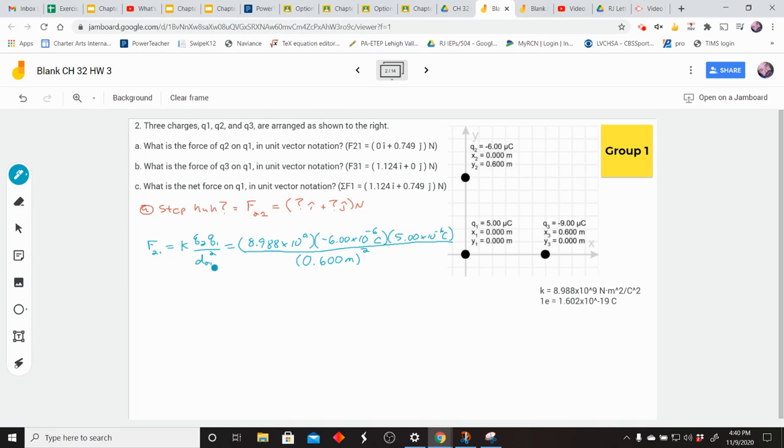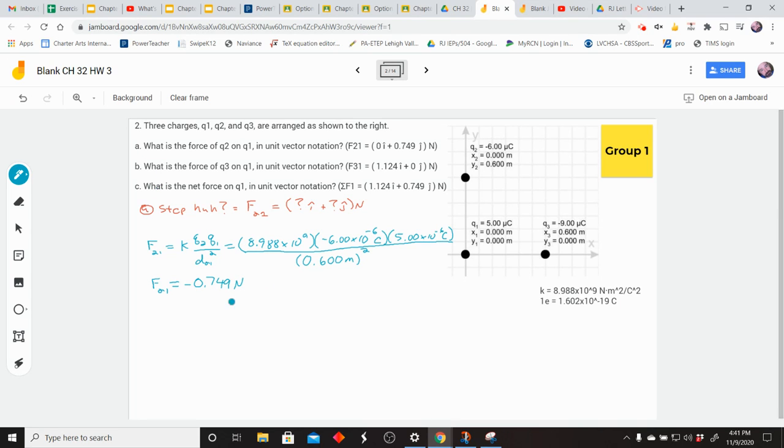So I pick up my calculator and I do this. 8.988 EE9 times minus 6, more on that in a second, EE minus 6 times 5 EE minus 6 divided by 0.6 squared. And what I end up with is F of 2 on 1 is equal to minus 0.749, and it's in newtons. So that's where we're at so far.